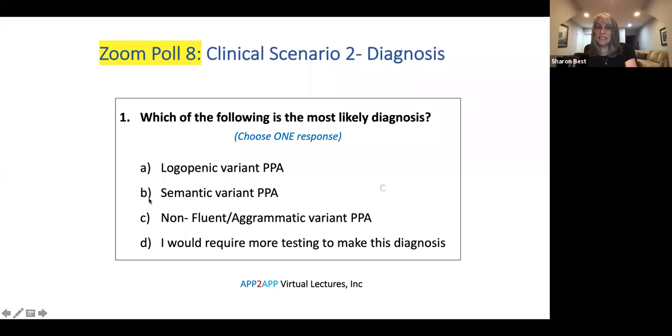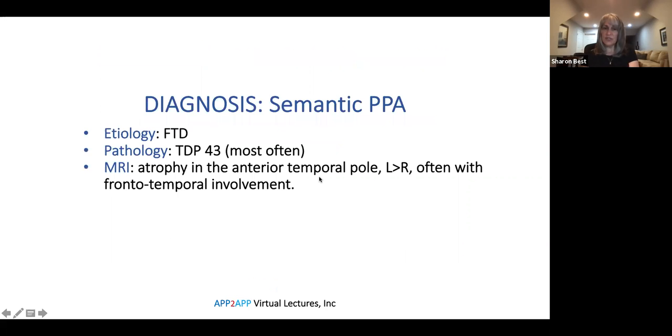Hopefully you chose semantic PPA because he had the surface dyslexia. He also had the impaired naming, and he had the MRI that had that super anterior temporal polar atrophy on that first slice. TDP43 is not always, but most often, the underlying proteinopathy. And again, I've just written out the MRI here for you that we expected to find.